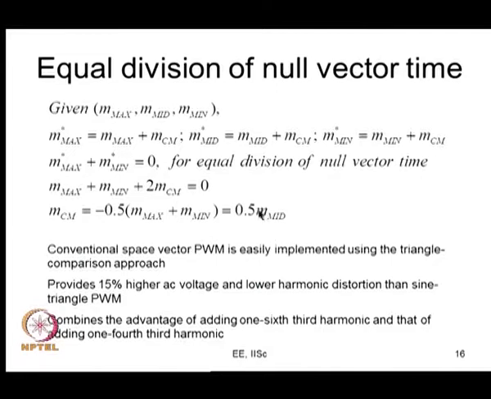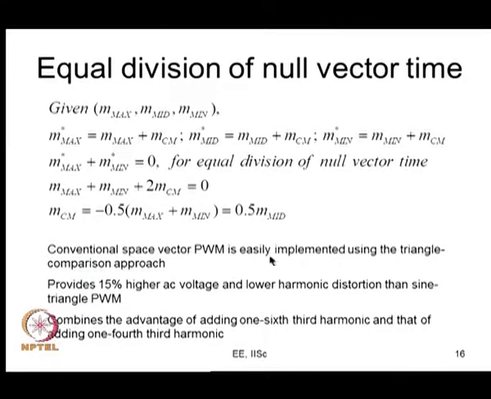So, if you have 3 phase sinusoids, you can generate common mode like this, and you can add it to all the 3 signals, and then you do your triangle comparison and generate your PWM. This will ensure equal division of null vector time. This is an easy way of implementing conventional space vector PWM rather than going through the space vector approach, where you have to have a revolving vector, you have to find out which sector it is in, and then you have to calculate T1, T2, which involve trigonometric functions, and so there is some computational complexity involved.